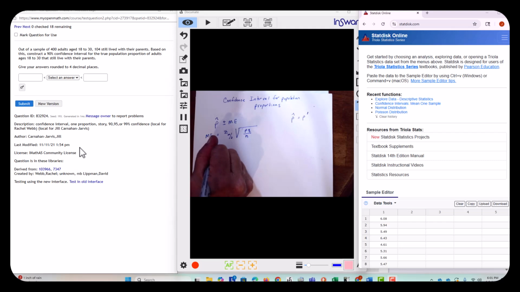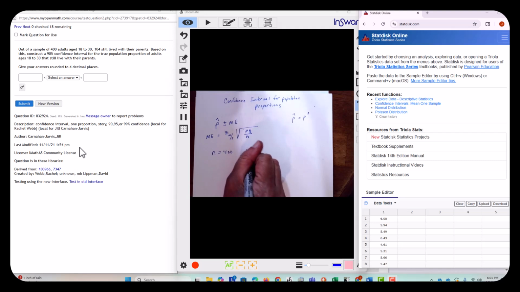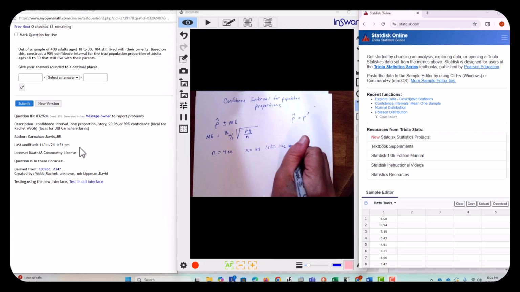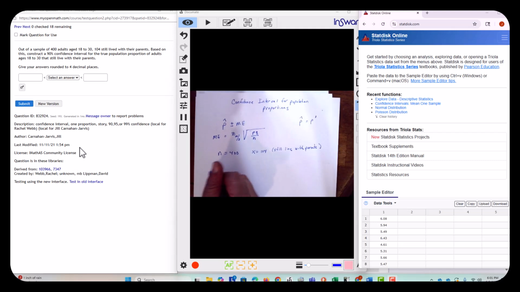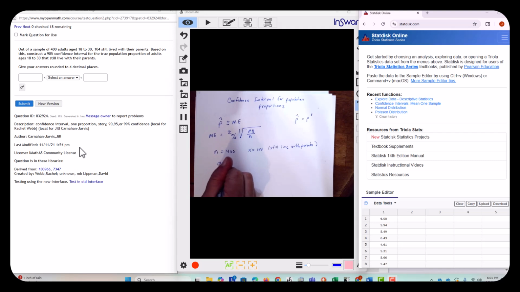So we're given a sample size of 400 adults aged 18 to 30. 104, so X is equal to 104, still live with their parents. Based on this, construct the 90% confidence interval. Alpha, and this is just habit for me, is equal to 0.10, so your confidence interval is 90%.